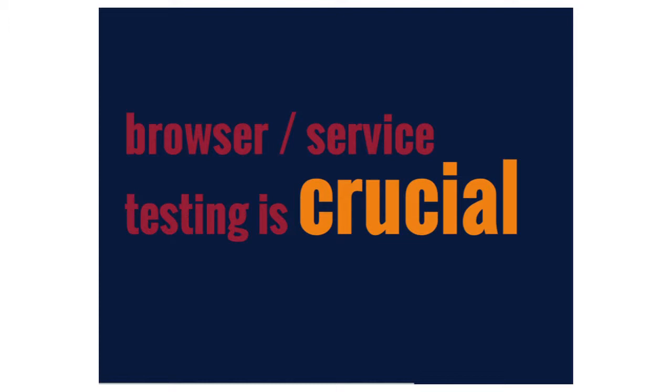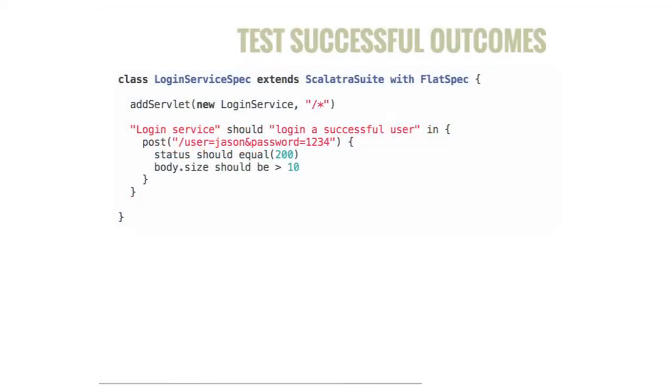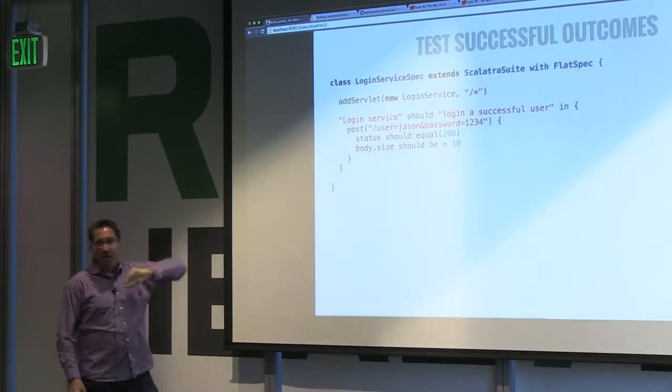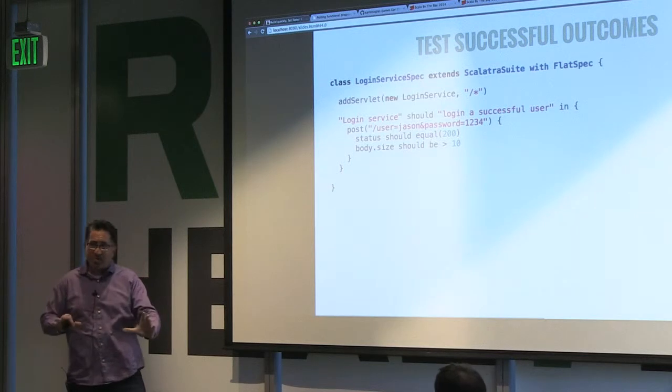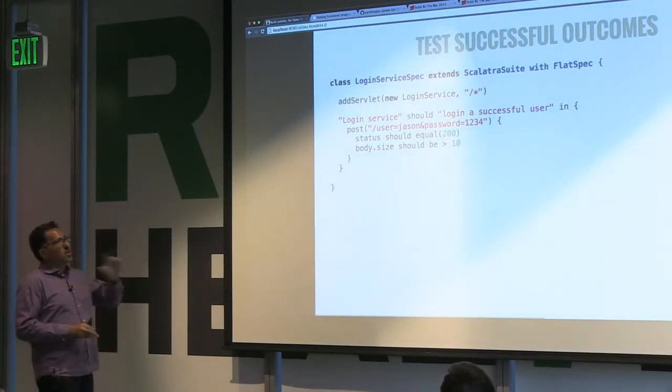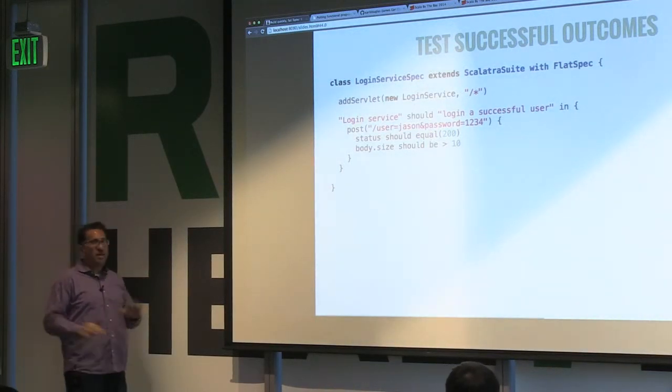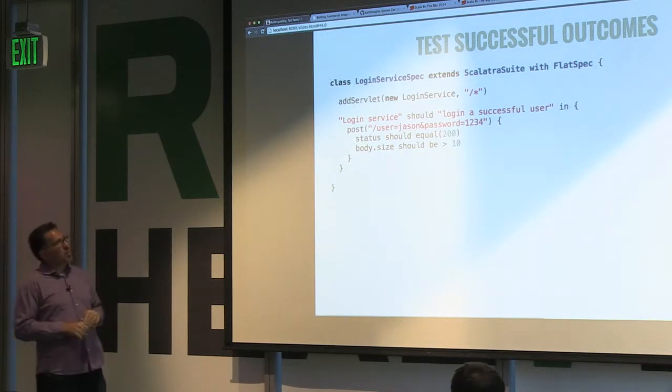OK, I don't want to belabor that point too much. This is just a nice example of why it's nice to have a test framework built into your API framework, because you could then make it very easy to do something like this. So here's Scalatra suite. This is ScalaTest plus Scalatra. I can simply say, look, I'm going to be testing this servlet. This is not the real path. This is just a temporary path.